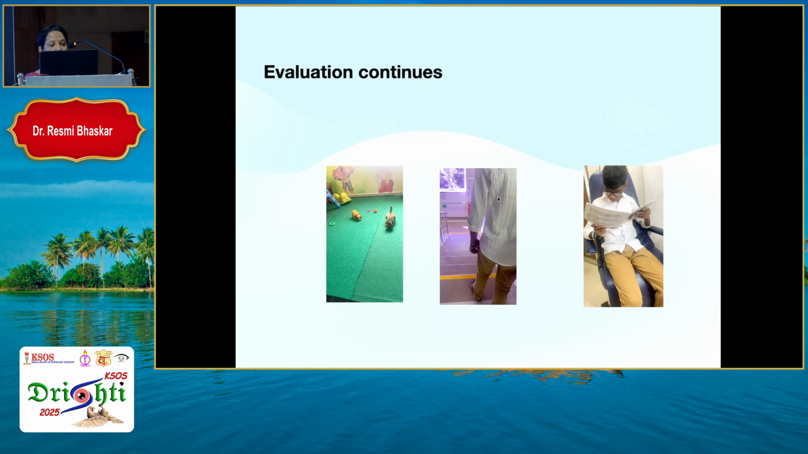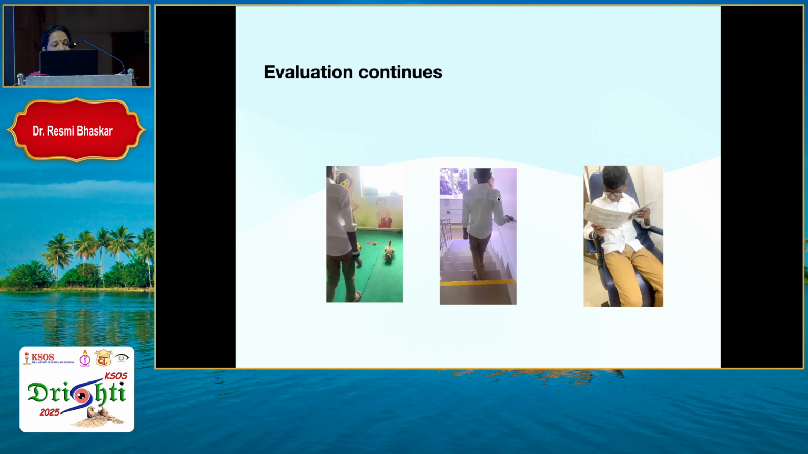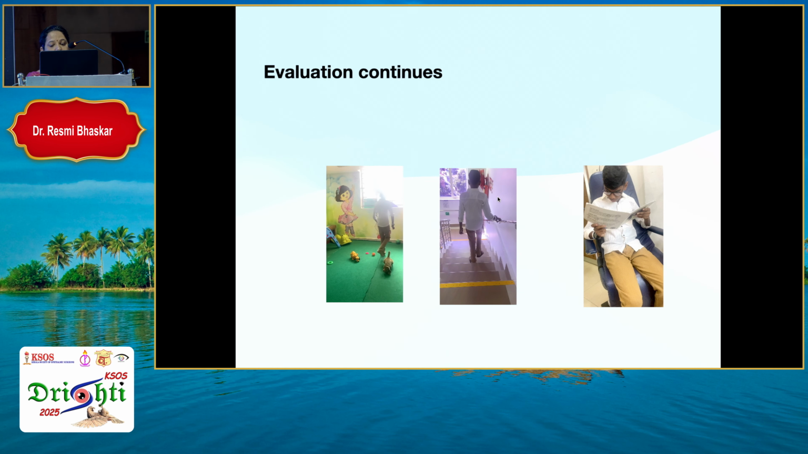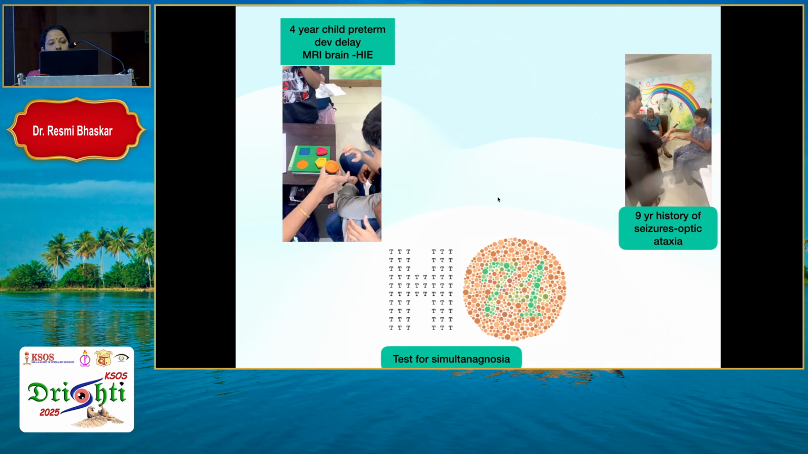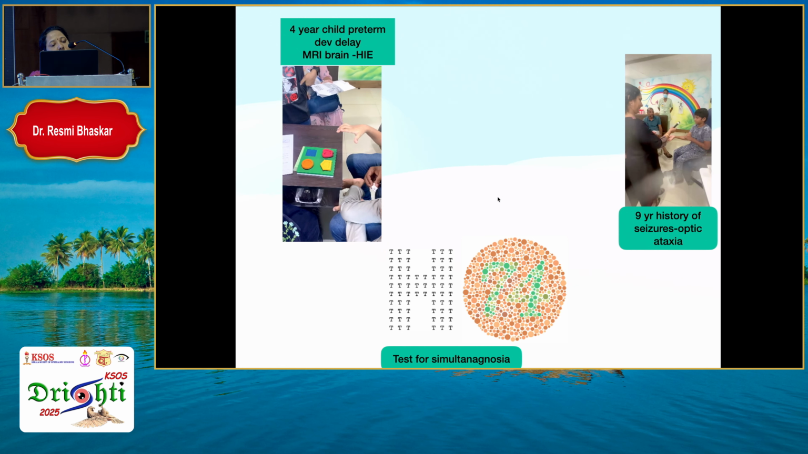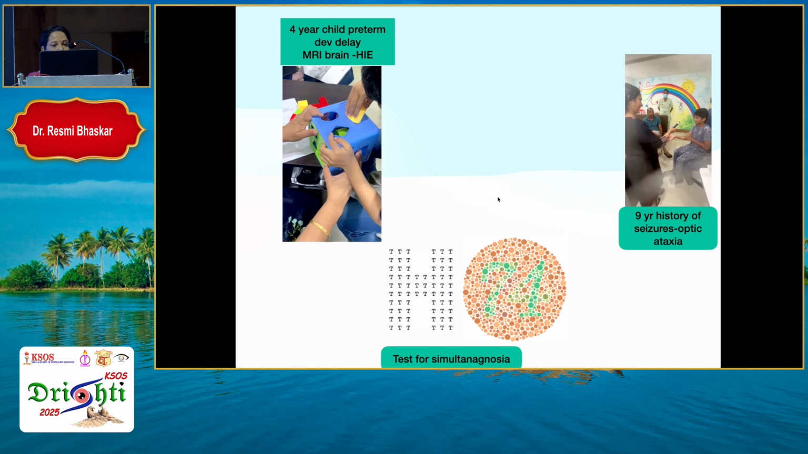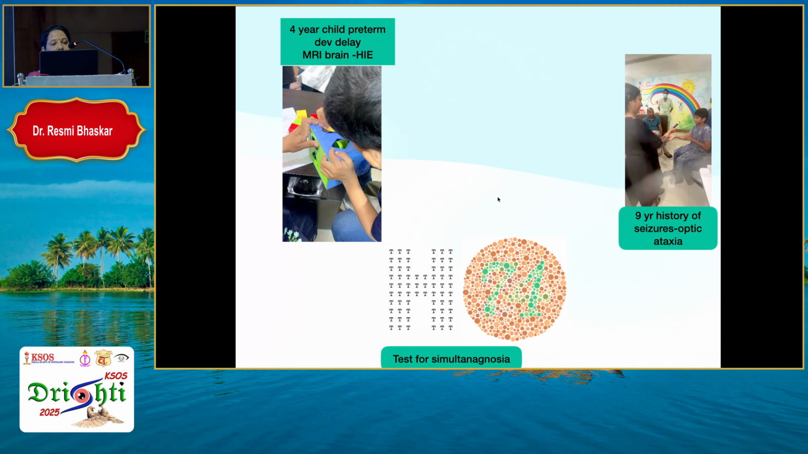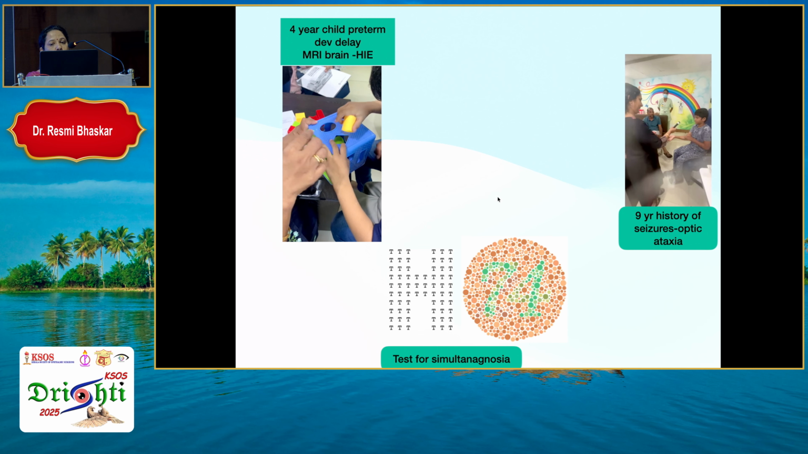You have to go with the child and see how he walks in a place where there is a small toy alley in the ground, how he walks downstairs, how he is reading. All this will help to come to a diagnosis. This is a 4-year-old preterm child with developmental delay. Lea's box, he is able to do the puzzle, but when it comes to a little more complicated things, he is not able to do it properly.